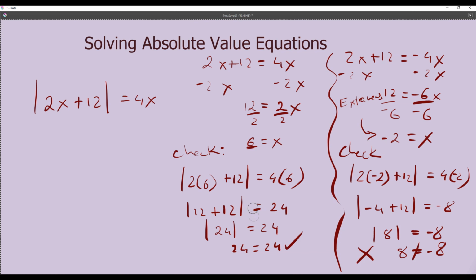All right, that's extraneous. Your only solution is x is equal to 6, okay? X equals negative 2 is an extraneous solution. That does not work, all right? We'll do one more example and then we should be done.